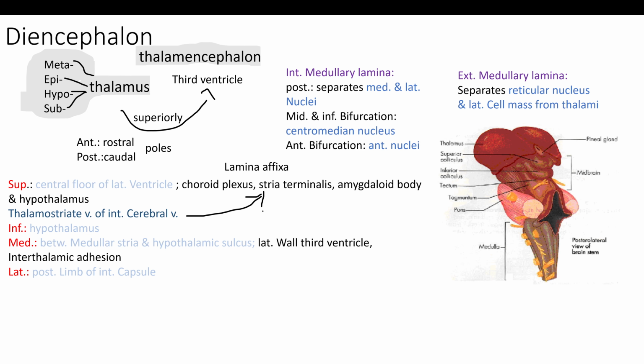Then there is also the nuclear mass, or massa intermedia, connecting the two thalami as the interthalamic adhesion across the lumen of the third ventricle. The lateral surface is joined with the posterior limb of the internal capsule and covered by the external medullary lamina.